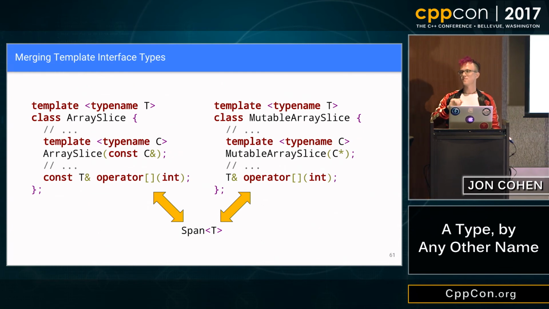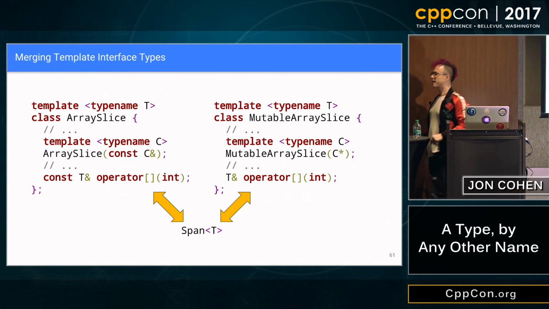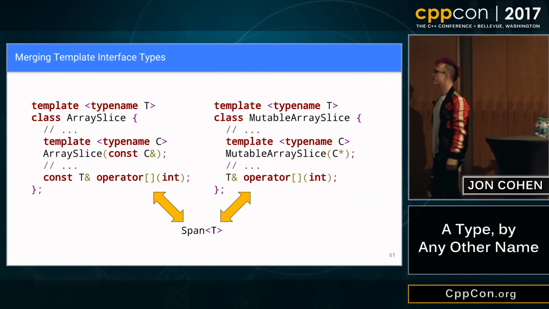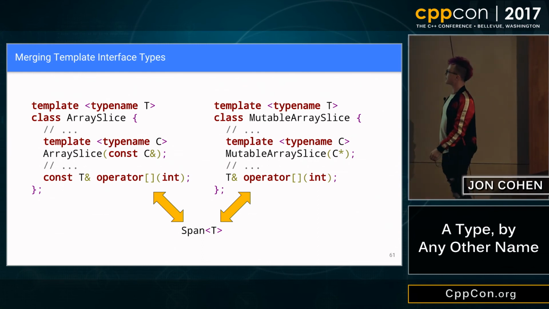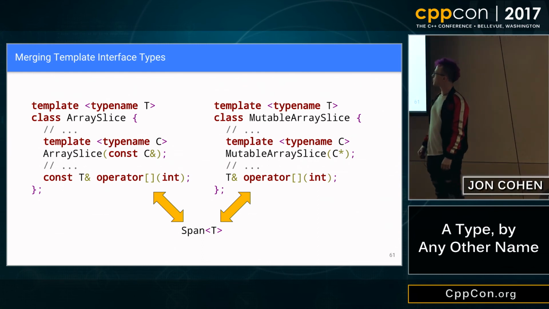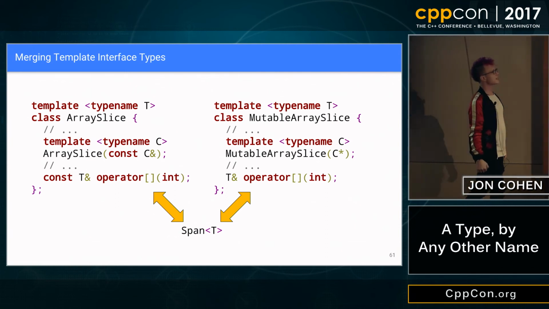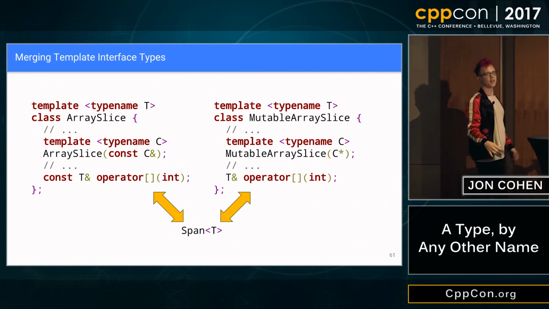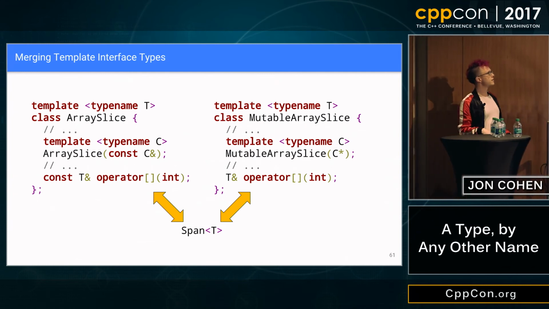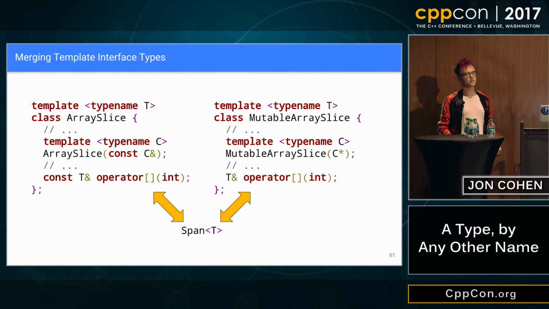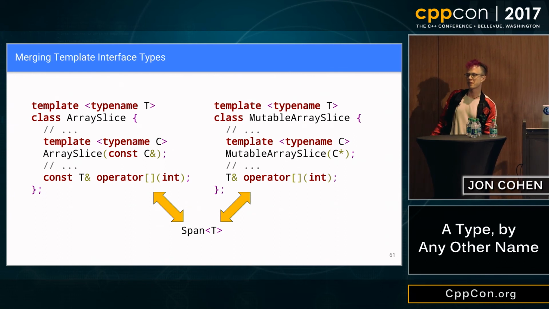So here's a little story. I'm going to tell a little story. Once upon a time, there was a type called ArraySlice at Google. It's a non-owning view of contiguous memory, and it is read-only. It has a constructor that takes anything as long as it's contiguous in memory, implicitly, and it has an operator[] that returns a read-only reference.